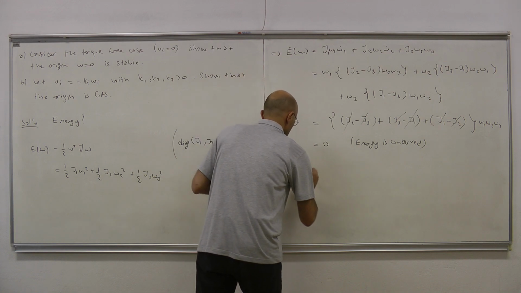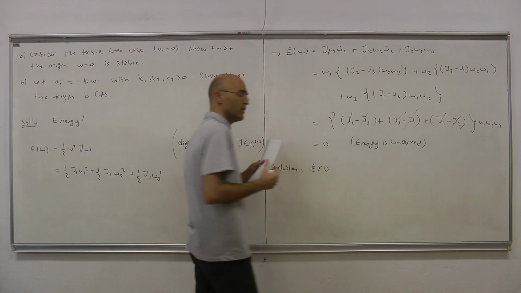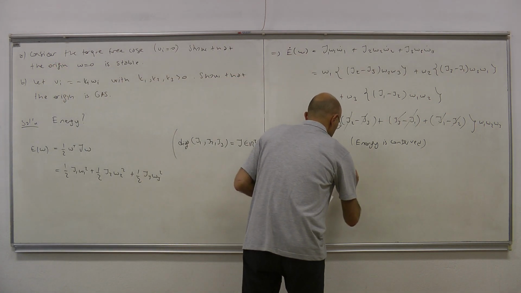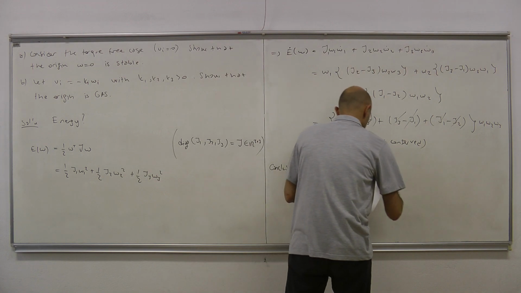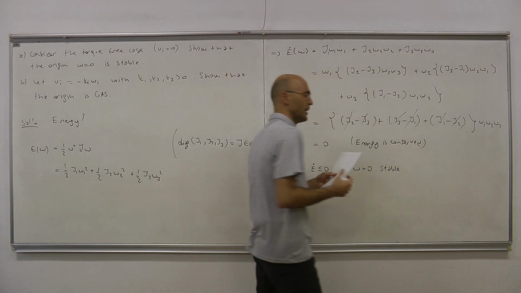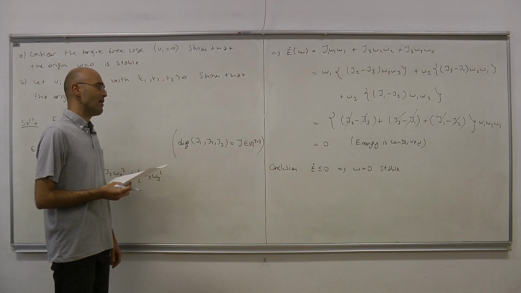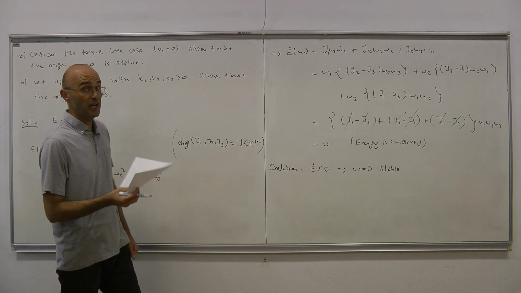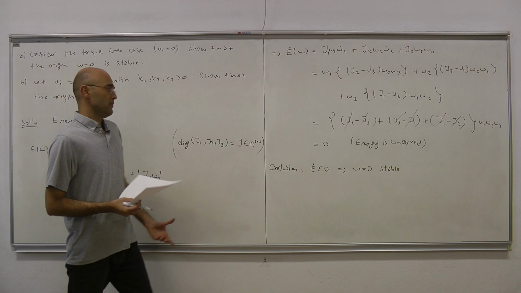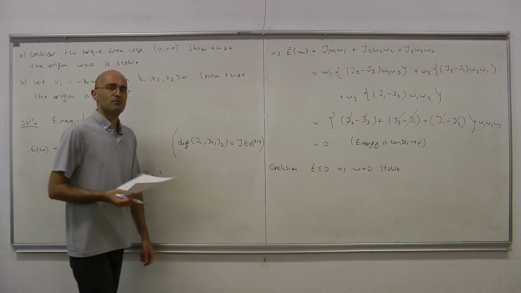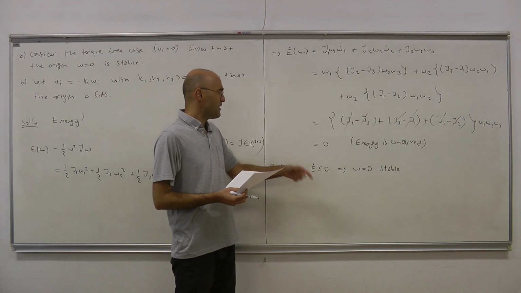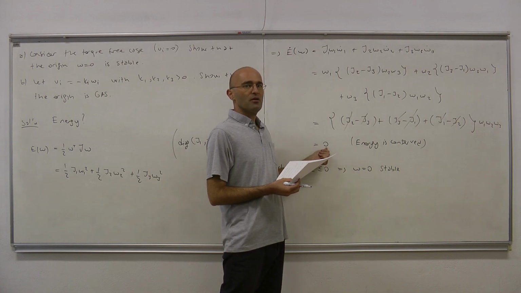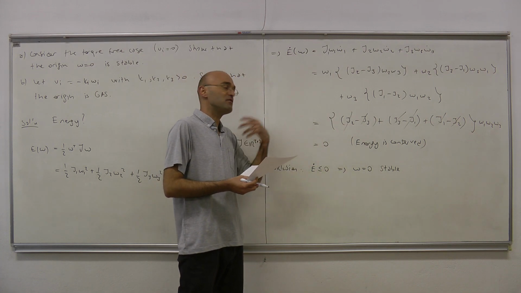Conclusion. E dot is never positive, therefore E dot is negative semi-definite, and by Lyapunov's theorem the origin is stable. Now in general, with a negative semi-definite derivative of Lyapunov function, we cannot say anything about asymptotic stability. But here it's a very special type of negative semi-definiteness. It's exactly zero. It's not sometimes zero, sometimes negative, it's always zero.